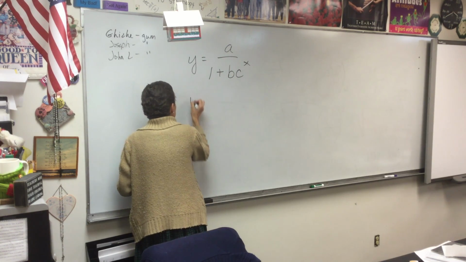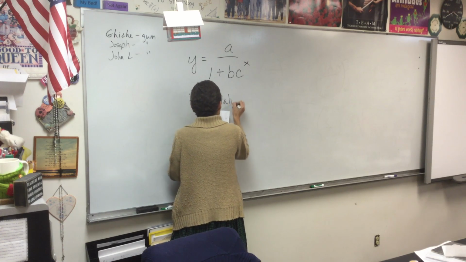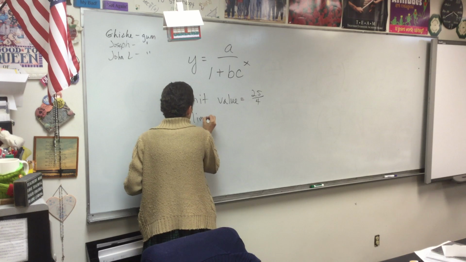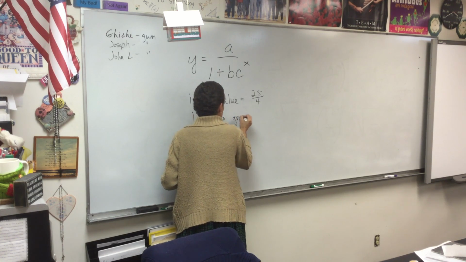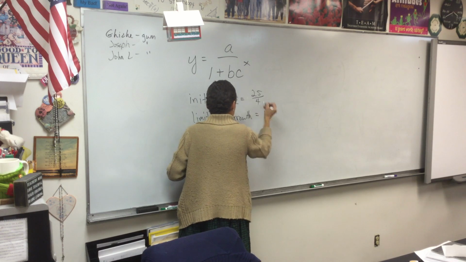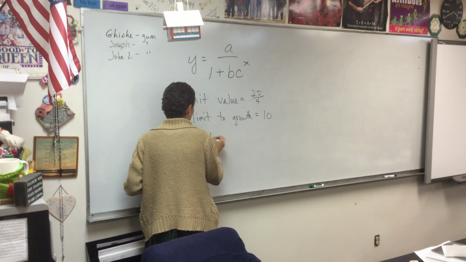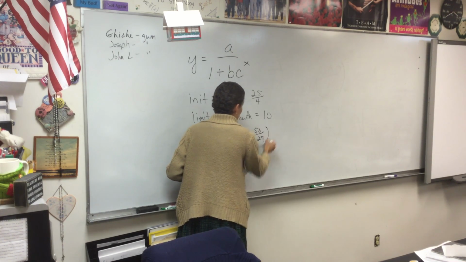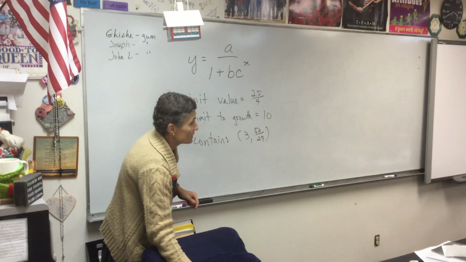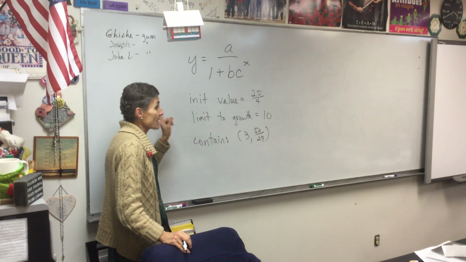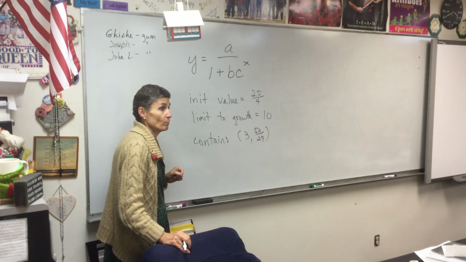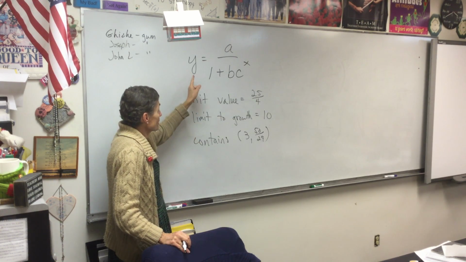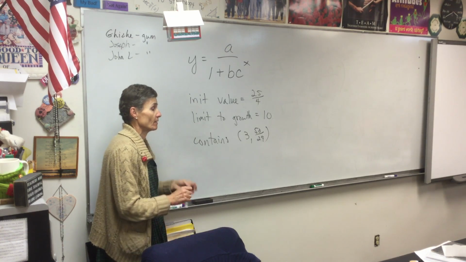So here's the given. I have an initial value of 25 fourths. I have a limit to growth of 10, and my curve contains the point 3, 50, 29. So this is the given. This is exactly the kind of given they give you in your book. In the homework problems, they give you this information and say, write the equation of the logistic function.